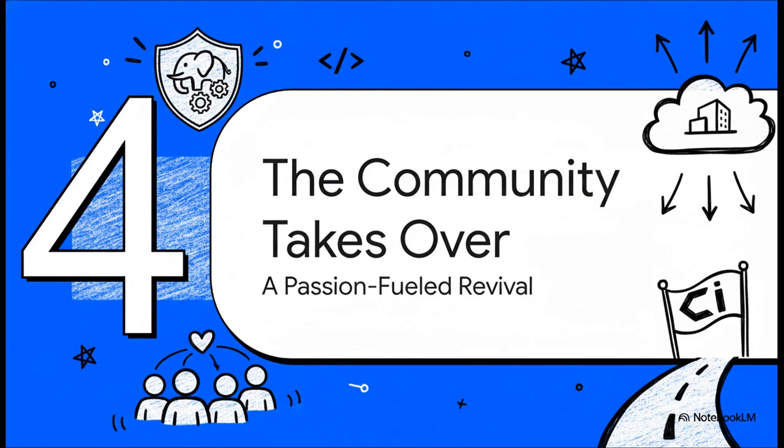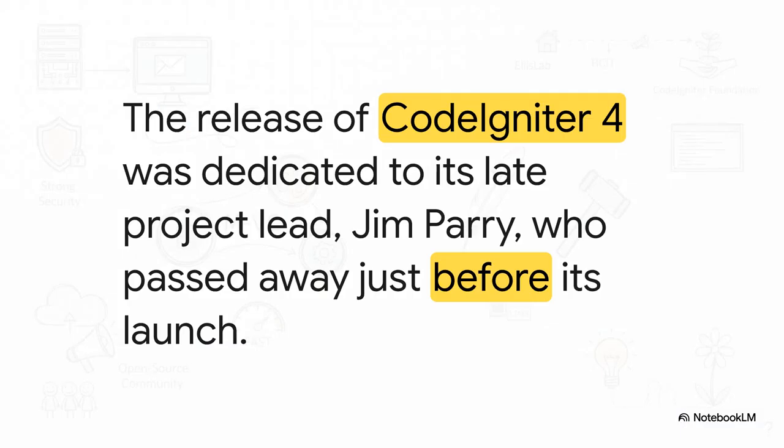And this is where the story goes from being about uncertainty to being about a full-on revival, one that was fueled completely by the passion of the developers who used and loved the framework. And that commitment from the community was deeply personal. The long-awaited release of CodeIgniter 4 was actually dedicated to Jim Parry. He was the project lead who sadly passed away just a month before the launch. This wasn't just another software release. It was a tribute. It was a testament to the real human passion behind all that code.